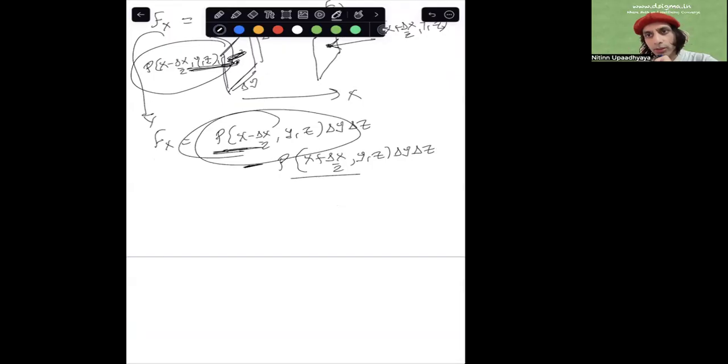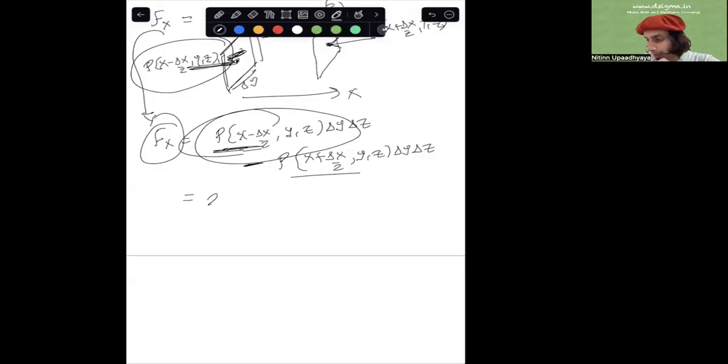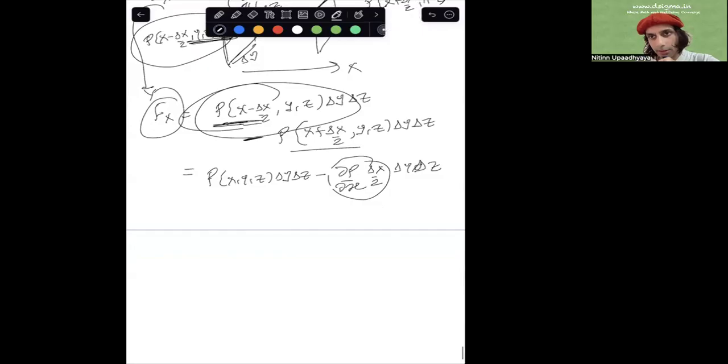Now notice here, it's just the x coordinate which is varying as long as we're just considering forces in the x direction, right? So if I do a Taylor series expansion of this, I can write this as P of x, that's the first term. Maybe I should write all the coordinates just for completeness. So we have P, x, comma, y, comma, z. That's the first term. We still have del y, del z, minus, I'll have the partial derivative of P with respect to x, del x by 2, del y, del z. So that's the first order Taylor series expansion. We're just going to take the first order linear Taylor series expansion.